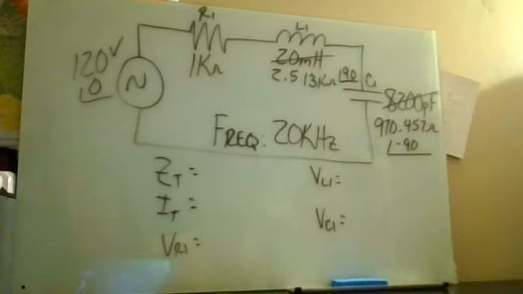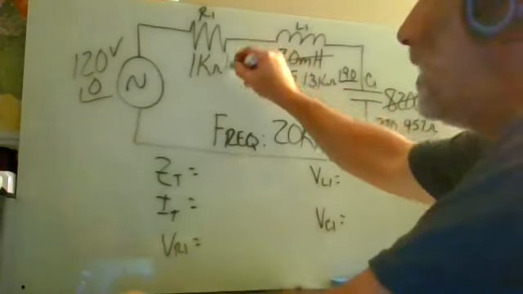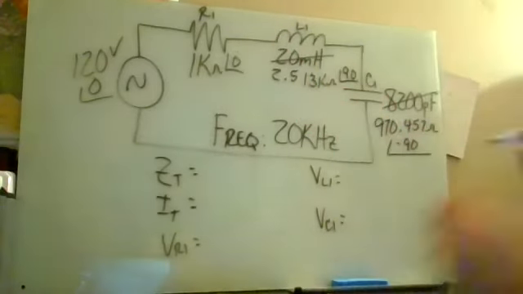I just add them up after I put what? My angle of 0 on my resistor. So everything has an angle. So that was step 3. Make sure everything has an angle. Step 4, find Z total.